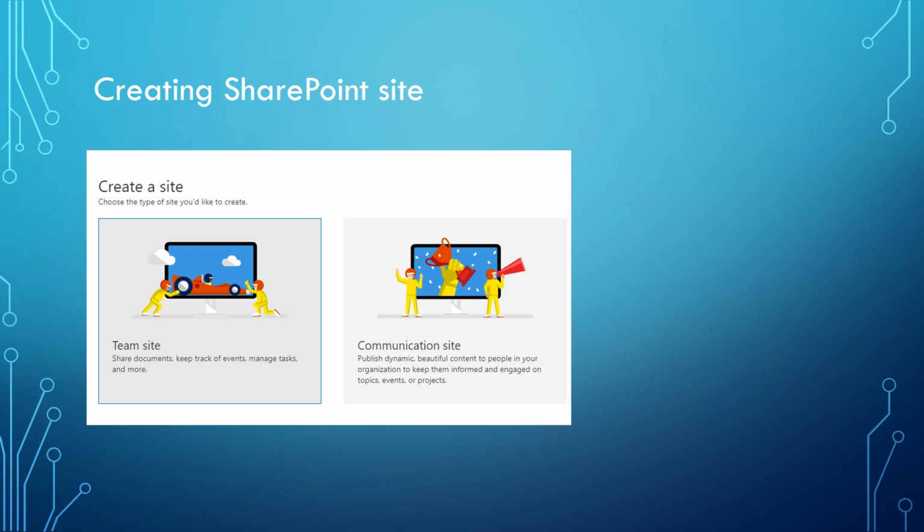So these are the templates, and the templates that are available would dictate the kind of SharePoint site that you are creating. And of course, it will give you particular features that are associated with that. You can, as an administrator, always add more features or remove features from these templates. So what I show you here is your team site, a site that would allow you to share documents, keep track of events, manage tasks, and more. And then you also have your communication site.